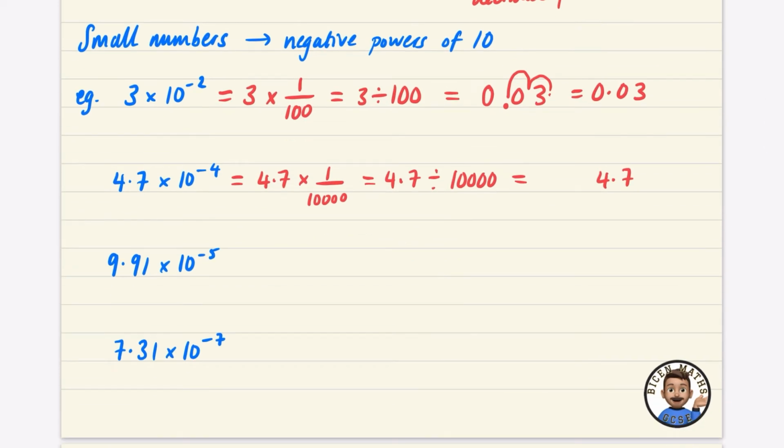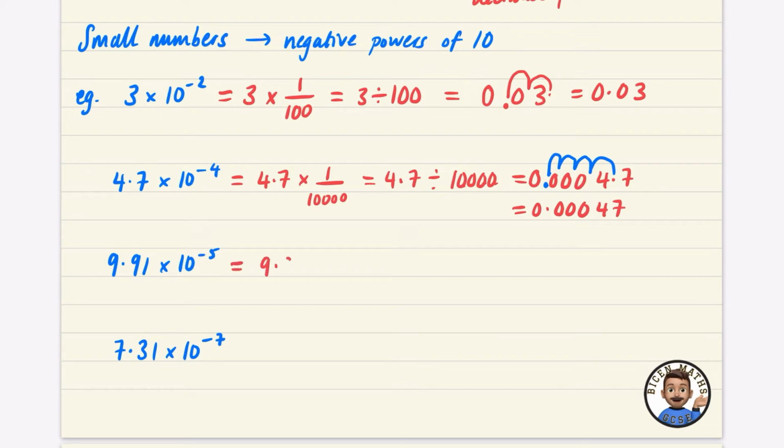So I'm going to move it 1, 2, 3, 4 spaces. I'm going to go 1, 2, 3, 4. Make sure you actually put the decimal point in and fill the gaps in with zeros. So the answer is 0.00047.